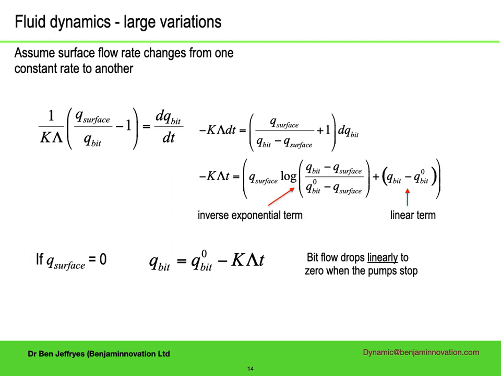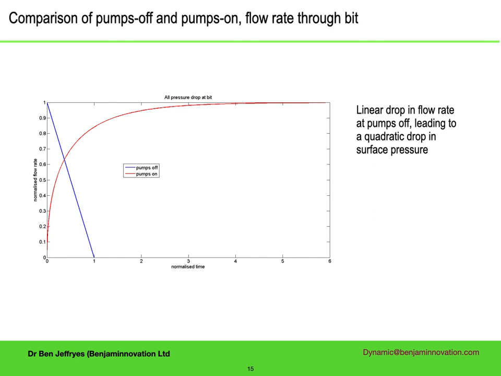The most important consequence of this is that if the surface flow rate is dropped to 0, such as when the pumps are switched off, the bit flow rate drops linearly to 0. Of course, what we monitor at the surface is the pressure, and this is quadratic in bit flow rate, so the surface pressure drops in a parabola.